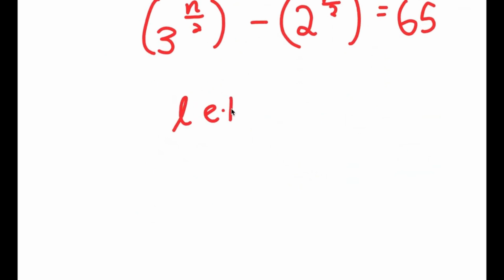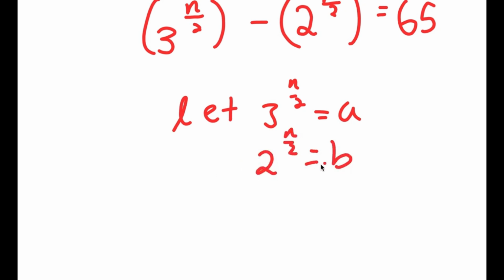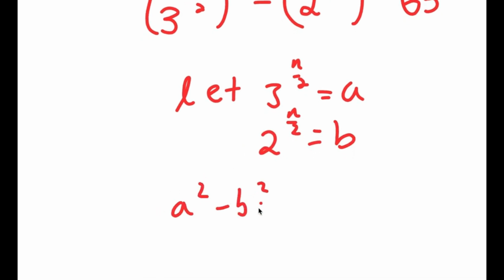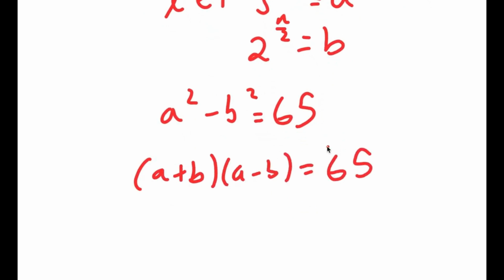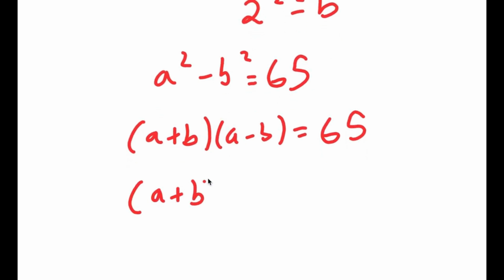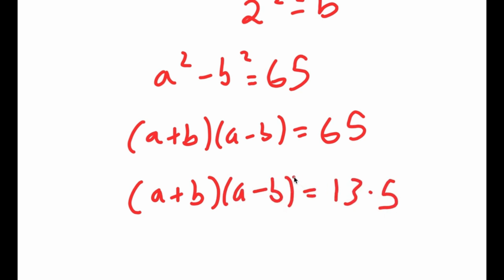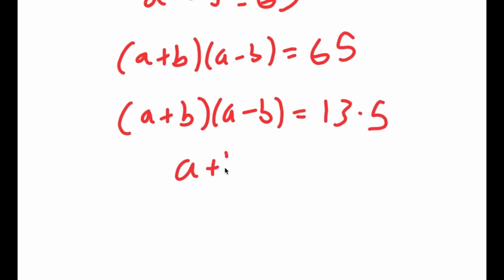Now I'm going to let 3 to the power of n over 2 equal a, and 2 to the power of n over 2 equal b. So now I have a squared minus b squared is equal to 65. And a squared minus b squared, that's the same thing as (a plus b) times (a minus b). And 65 I can rewrite as 13 times 5. So I have (a plus b) times (a minus b) is equal to 13 times 5. And we can say that a plus b is equal to 13 and a minus b is equal to 5.